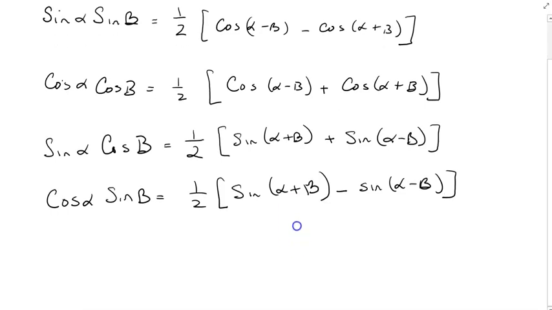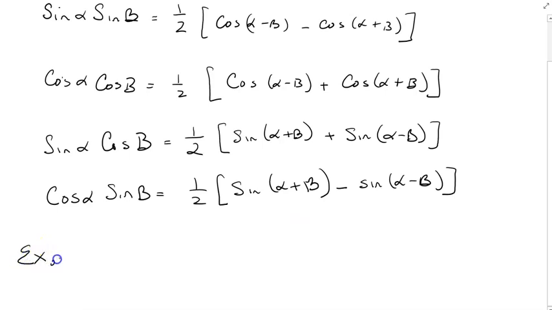So for example, if you were asked to write sine 4x cosine x as a sum or difference, you just need to follow the pattern. So what is that going to look like? Well, the first thing you're going to do is of course, identify your alpha and beta. Alpha is 4x and beta is x. It makes it easier as you're following the formula. Now look for the appropriate product above, sine times cosine. It's going to be this one right here. So we write it as 1/2.